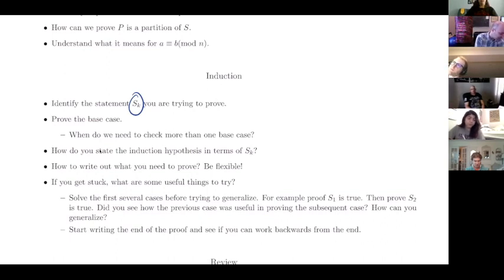So then you've got the base case, and something to think about is whether we need to check that we've got more than one base case. We did some examples where that happened. And you want to just take a step back and try and think about the general picture. So how do you state the induction hypothesis in general? The more general your understanding is, the easier it will be to apply it to different contexts.